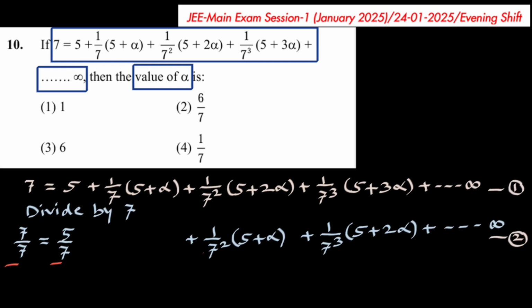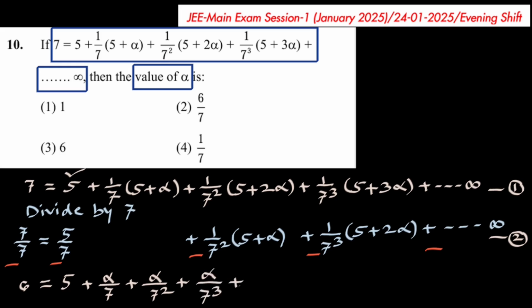Changing the signs, 7 minus 1, 6 equals, we write this 5 as it is, plus 5 upon 7 minus 5 upon 7 will be 0. So this will be alpha upon 7 plus 5 upon 7 square minus 5 upon 7 square will be 0. 2 alpha minus alpha, alpha upon 7 square plus 5 upon 7 cube minus 5 upon 7 cube is 0. 3 alpha minus 2 alpha is alpha. So this will be alpha upon 7 cube plus so and so forth.